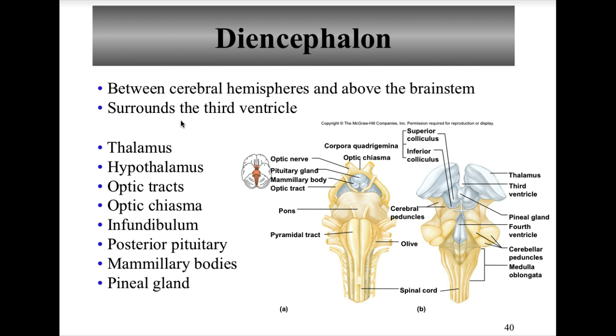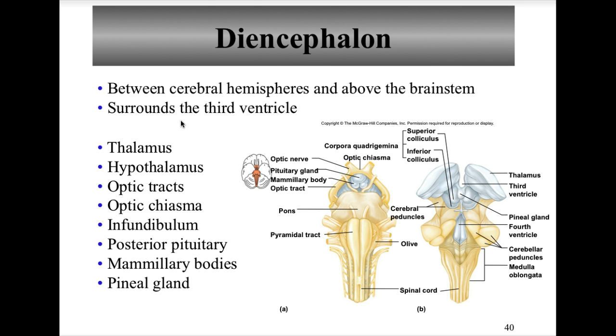The diencephalon includes two important areas of gray matter: the thalamus and the hypothalamus. The thalamus is our central relay station for incoming sensory impulses, with the exception of smell. It directs sensory impulses to the appropriate area of the cerebral cortex for interpretation.